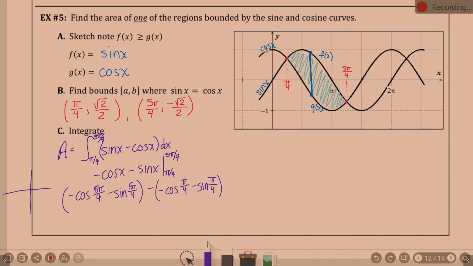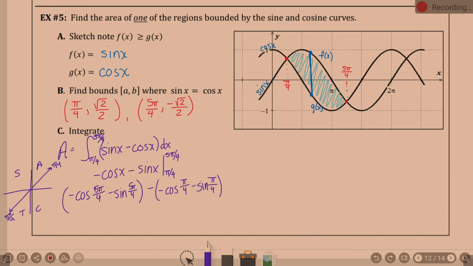Quadrant 3, yes? And 5 pi over 4 is going to have the same values as pi over 4. We just have to think "All Students Take Calculus" in terms of our signs. Does that make sense? So it's negative pi over 4? No, it would be positive pi over 4. Negative square root of 2 over 2.